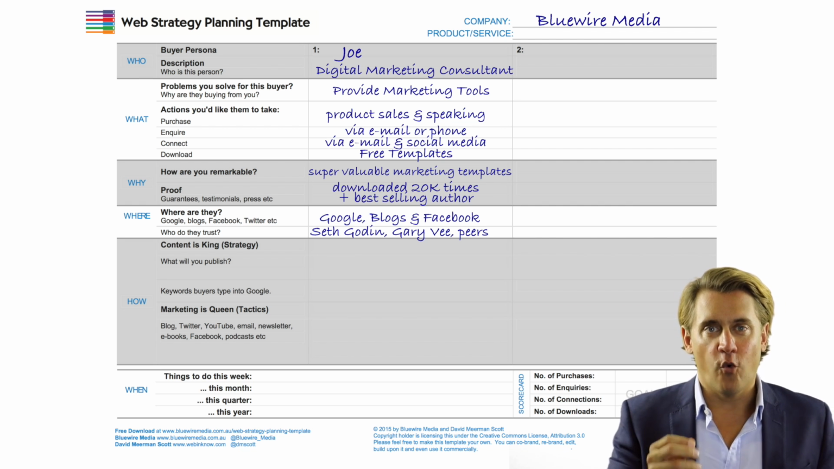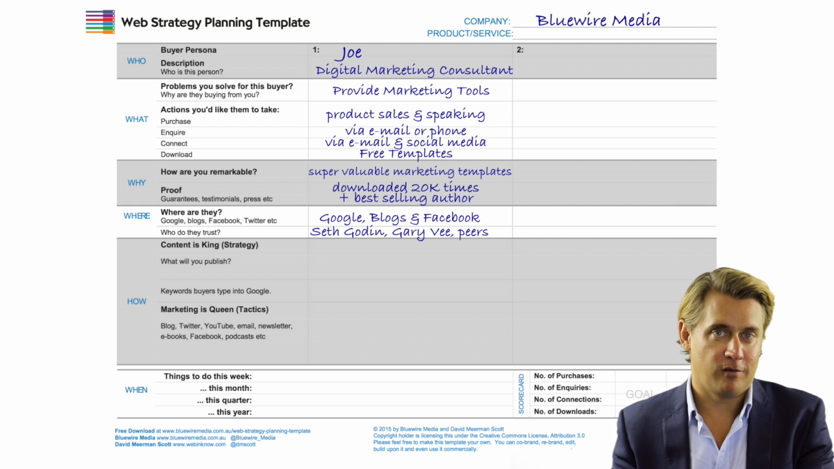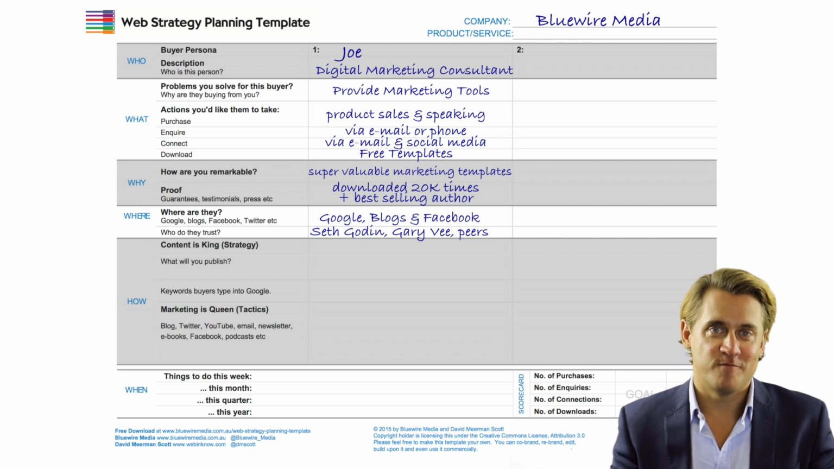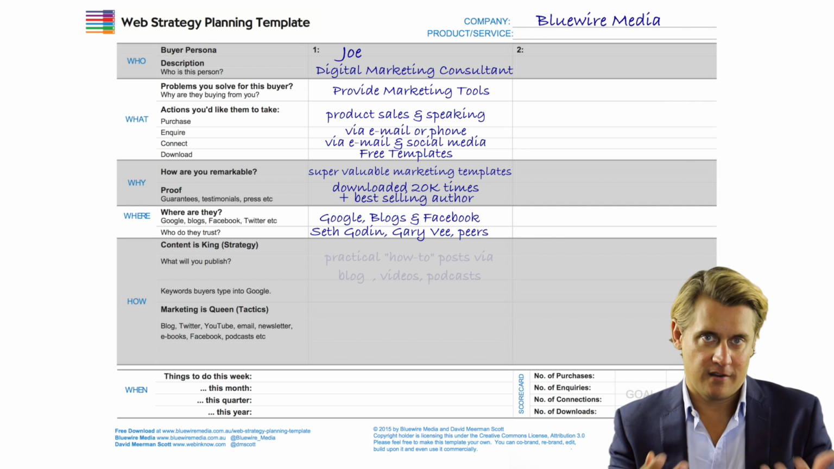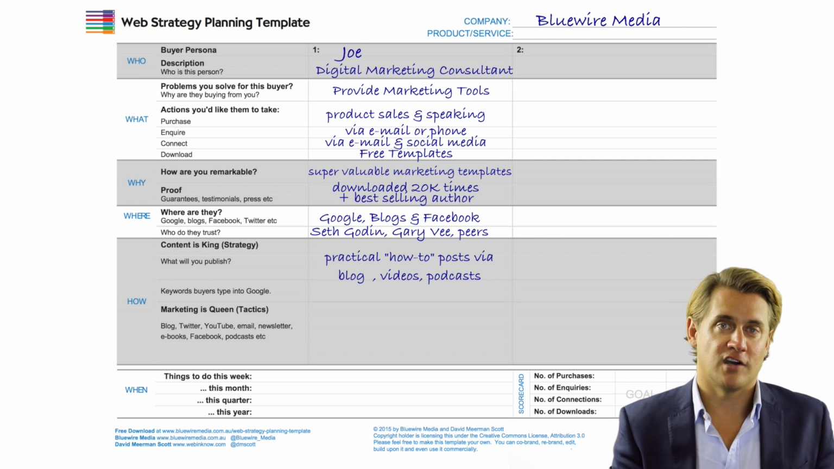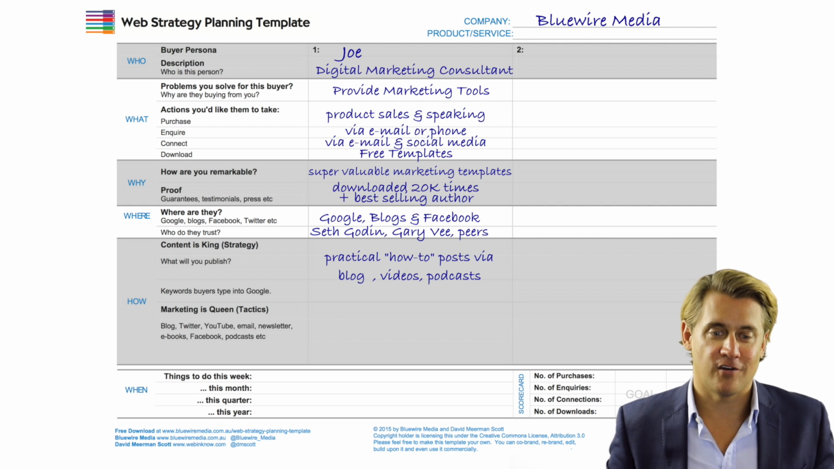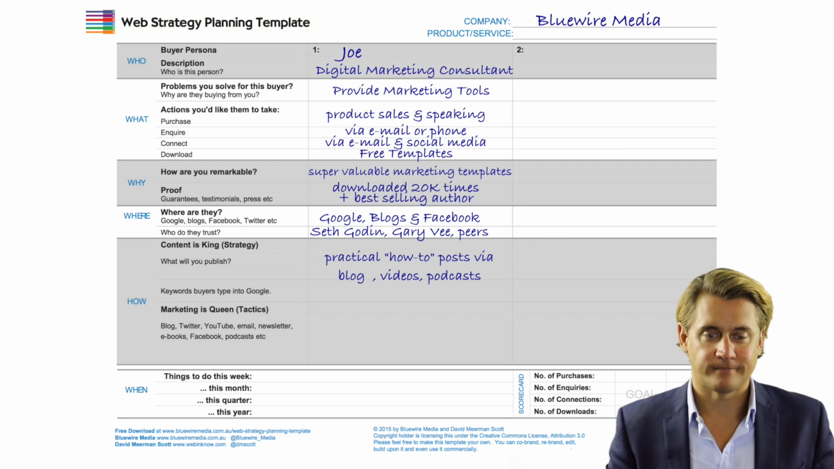Firstly, the content. What will you publish? We are thinking, what are we going to publish that helps our buyer solve their problems and achieve their goals? Ideally, we're going to be publishing content on our blog and as videos and as podcasts. The choice is yours, but write that in this section because we need to be very clear on what type of content. Is it going to be very actionable how-to stuff? Is it going to be more inspiring type of content? Think about what type of content you're going to publish to help these people.